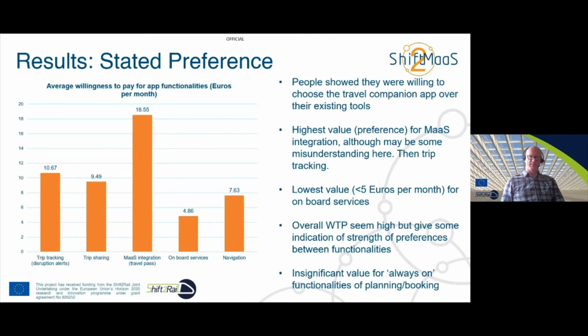What we see from the results suggests that the highest preference was for the MaaS integration, at 18.5 euros a month. Now that's quite high. We're concerned that there was a bit of misunderstanding here. We tried, but it was hard to convey MaaS integration really through just a description.